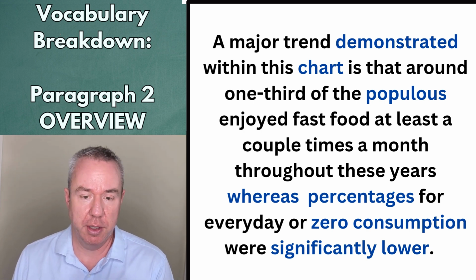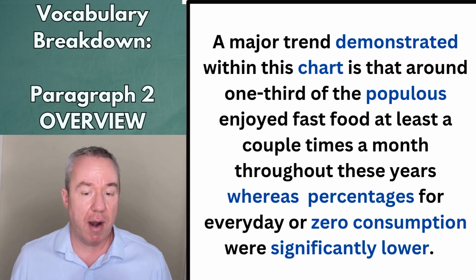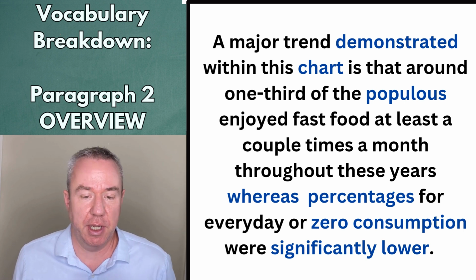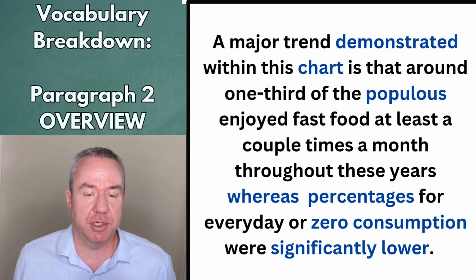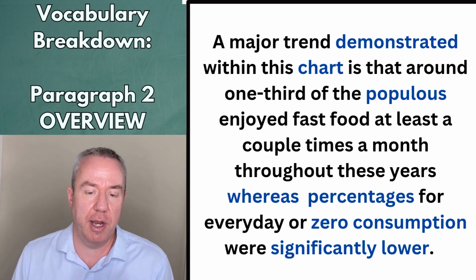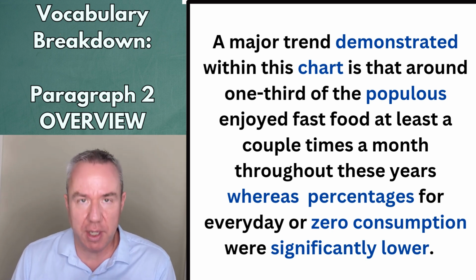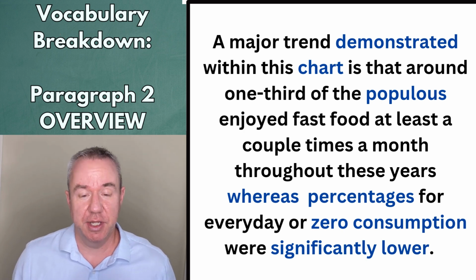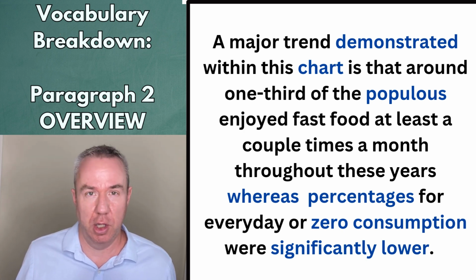The chart, populace, which means population. Whereas, so we're comparing, whereas percentages, again, for everyday or zero consumption, just eating, to consume something, to buy or to eat, were significantly lower. So instead of they were lower, they were less, they were significantly lower.